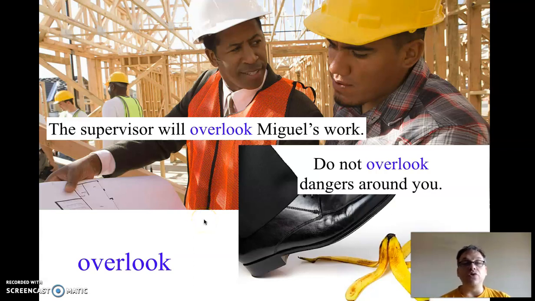is this: do not overlook dangers around you, right? Like this man is, or this person is, right? Here it means to not notice something. To overlook something in this sense means to not see it, right? To not be aware of it. We have another meaning for overlook, and that's a scenic place where you literally can look over the scene, nature.